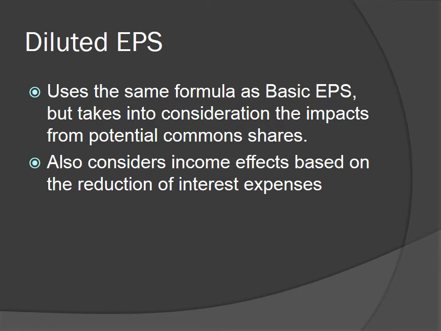Diluted EPS uses the same formula as basic EPS, but it also takes into account the impacts from potential common shares. The components of the problem that have potential to add common shares are the options and the convertible bonds. Not only do some of these components create the potential for additional shares, their tax impacts must also be considered.